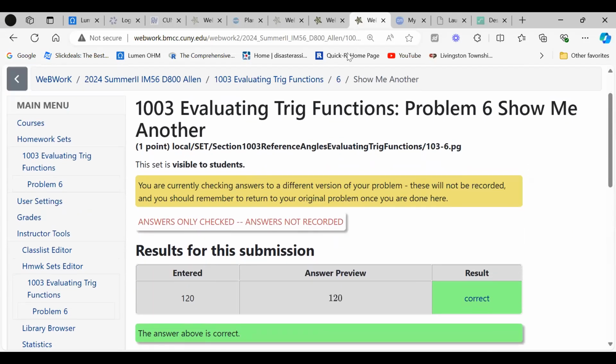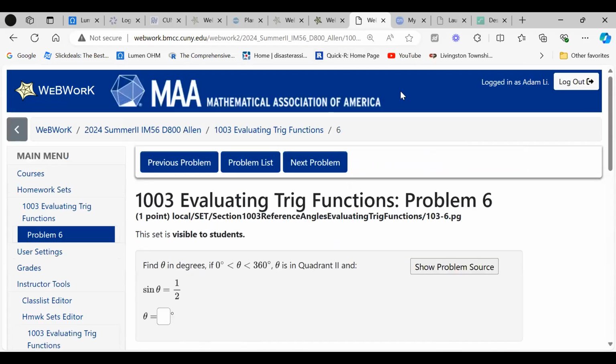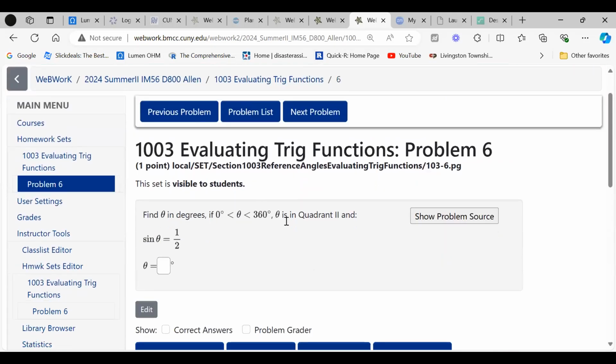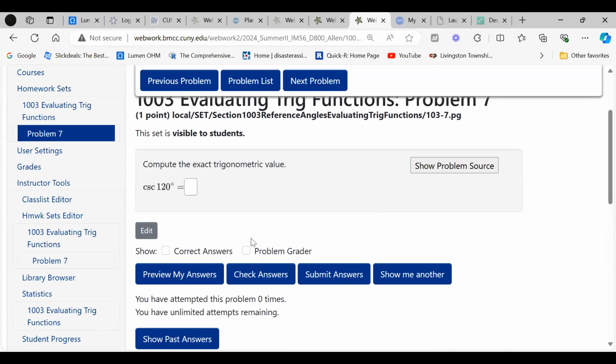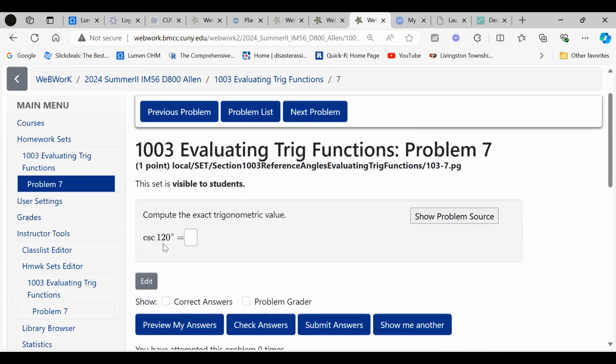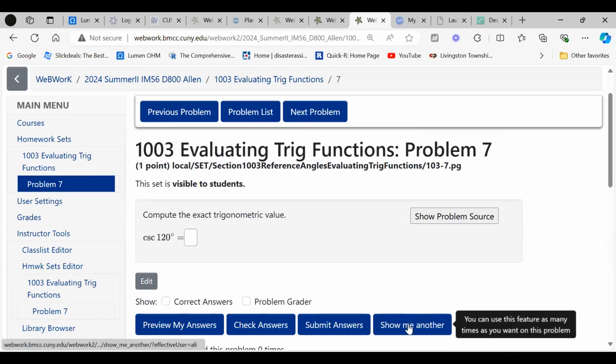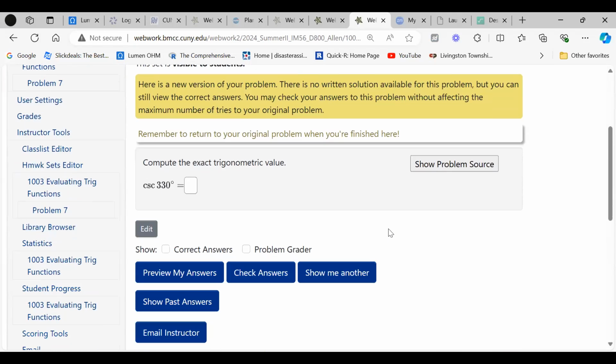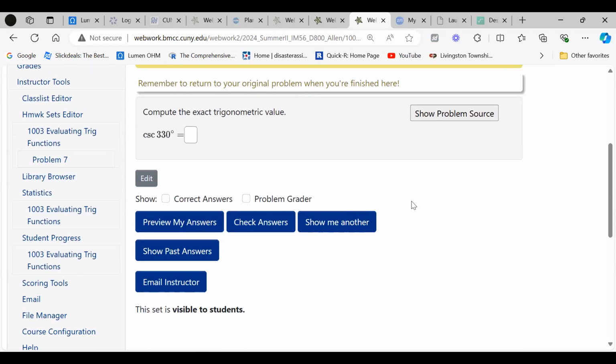Okay, let's move on to the next question. So theta is in quadrant 2. Let's try this one. We get the cosecant of 120 degrees and another, the cosecant of 330 degrees. How do we solve this? I'm going to show you the detailed procedure step by step first.